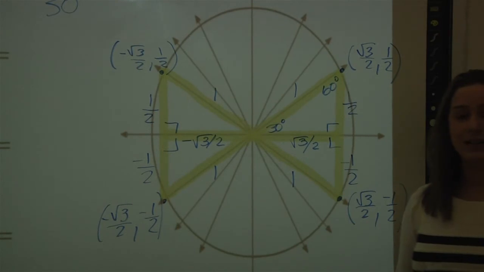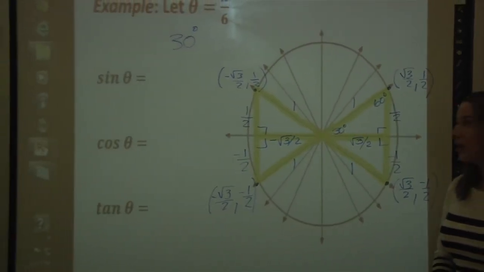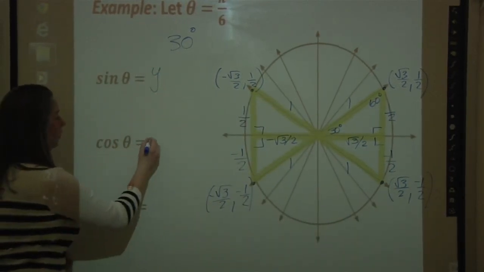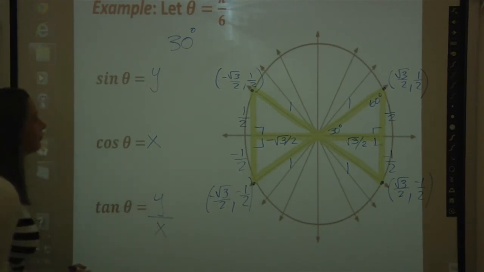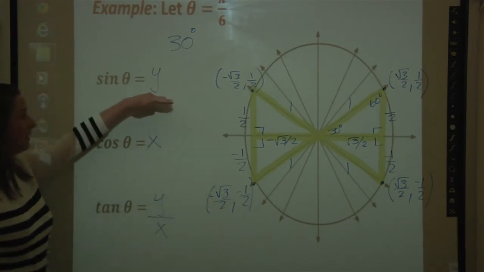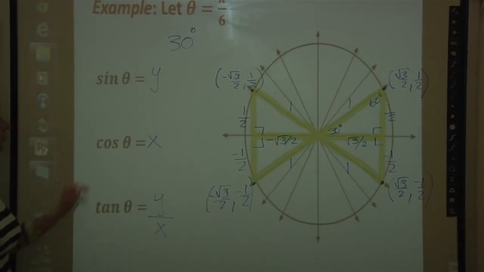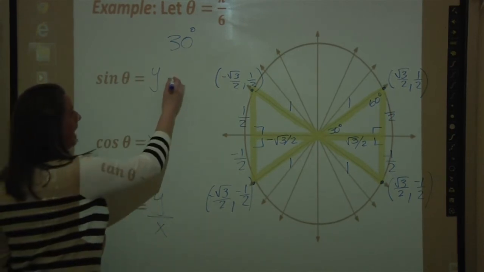I can now connect this to trig, sine, cosine, and tangent of pi over 6. Recall that sine is y, cosine is x, and tangent is y over x. Our radius is 1, so I'm going to eliminate the fact that this is over r and over r. Our y value for pi over 6 is going to be 1/2.